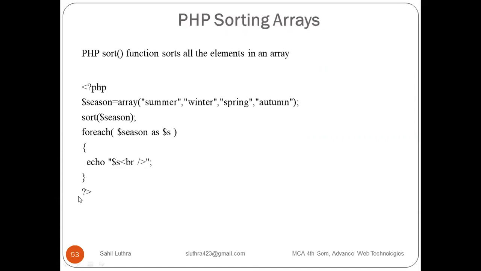What will happen when this code is run? First of all, these values are going to be in sorted order. The first value will be autumn, after that spring, summer, and at last winter. So this is how you can sort the values in an array, and this is the method with the help of which you are going to sort the arrays.